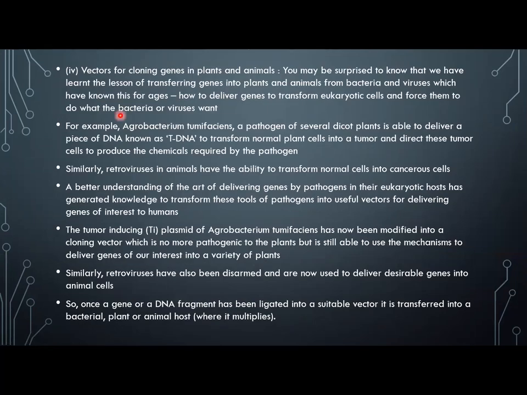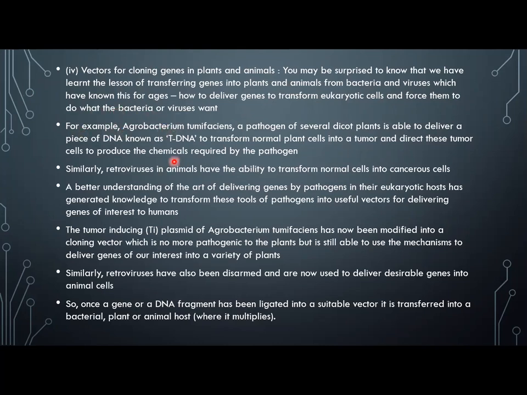Vectors for cloning genes in plants and animals. You may be surprised to know that we have learned the lesson of transferring genes into plants and animals from bacteria and viruses, which have known this for ages: how to deliver genes to transform eukaryotic cells and force them to do what the bacteria or viruses want.